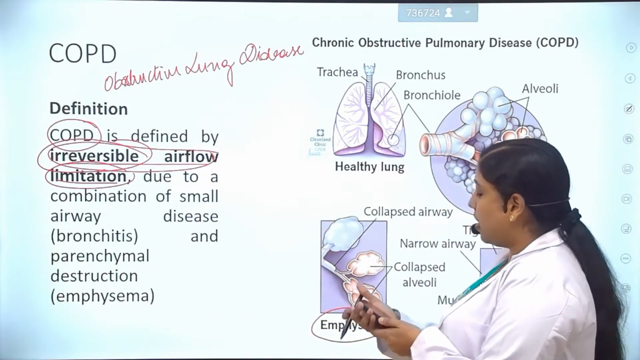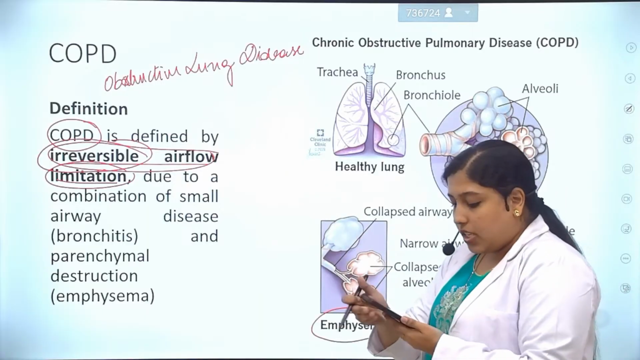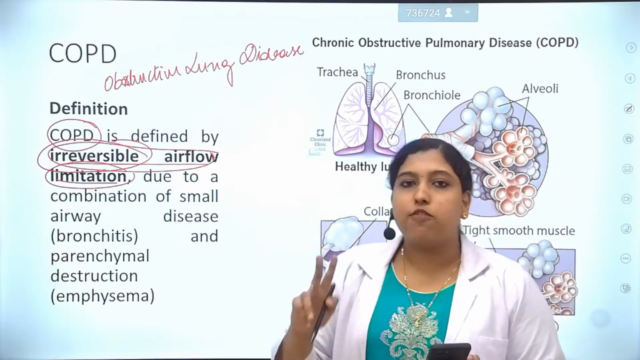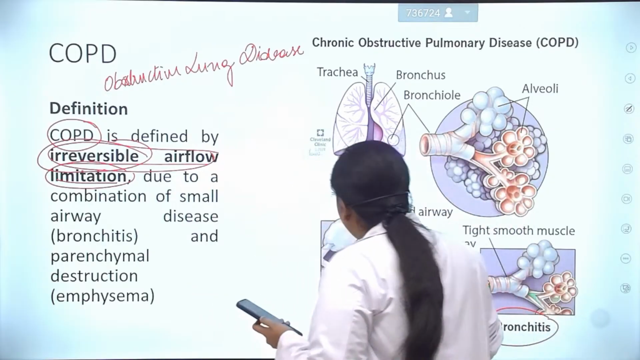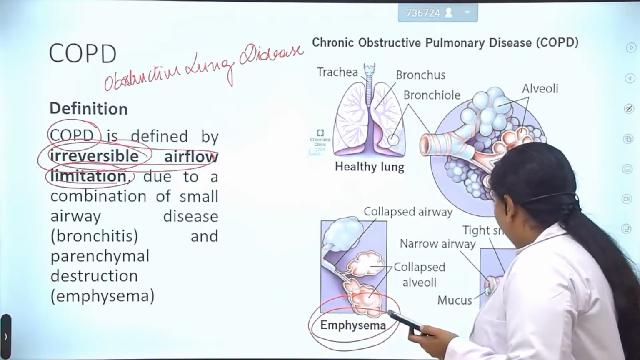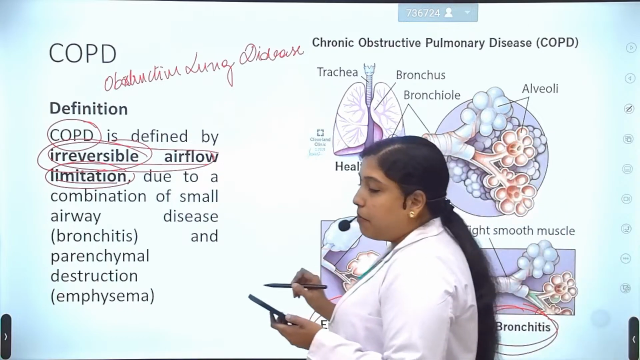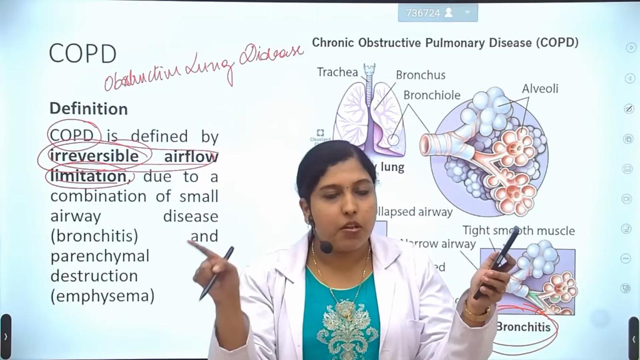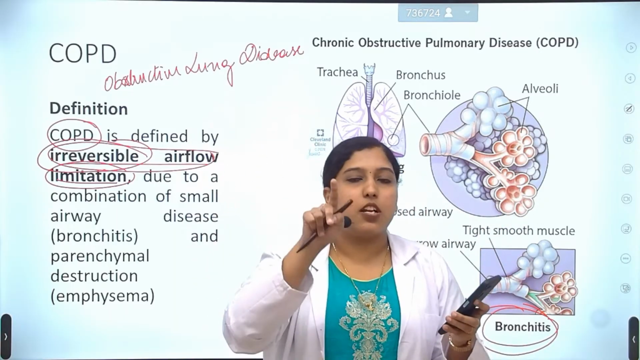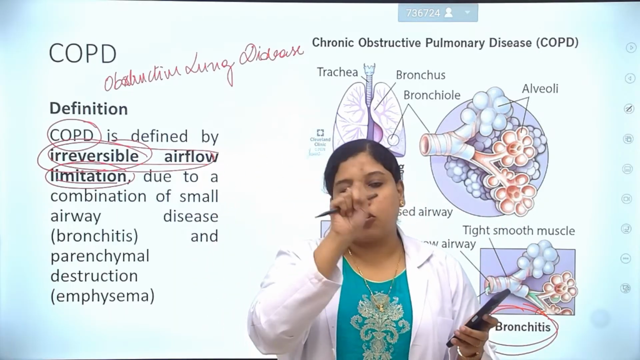The important thing to note is that COPD is always the combination of two important conditions, that is emphysema and chronic bronchitis. Always remember, COPD is an umbrella term governing two conditions, emphysema and chronic bronchitis.